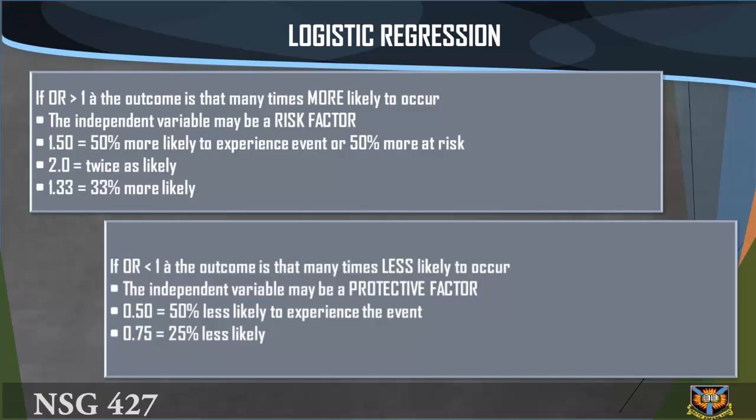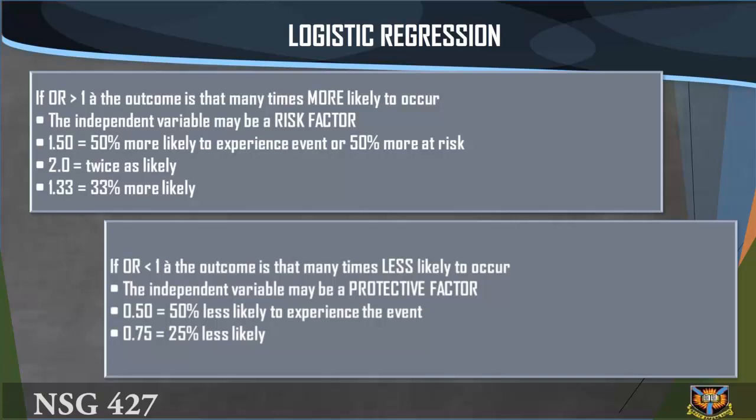The independent variable may be a risk factor. 1.50 is equal to 50% more likely to experience the event, or 50% more at risk. 2.0 is equal to twice as likely. 1.33 is equal to 33% more likely.